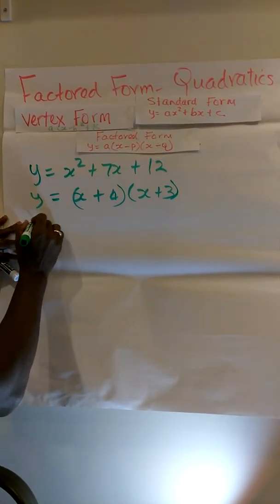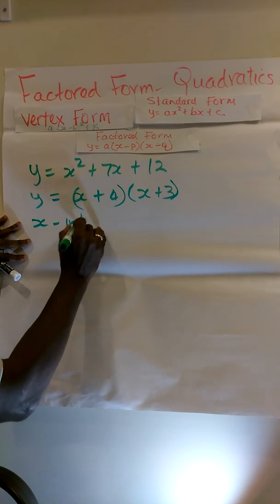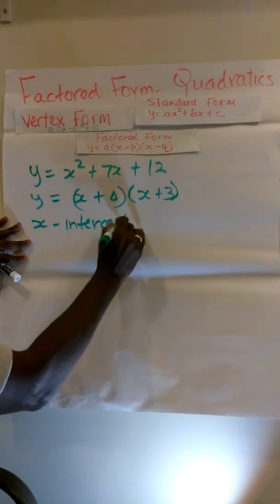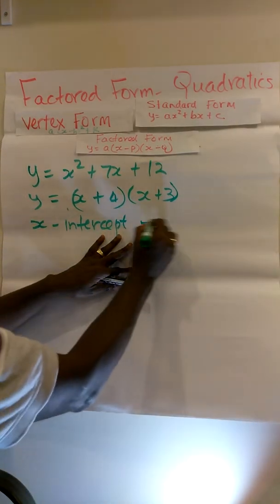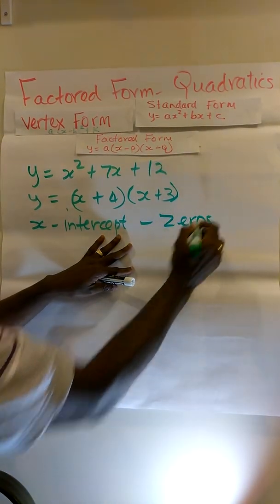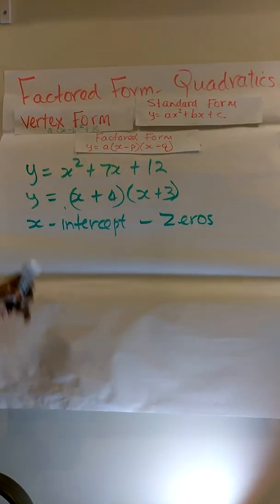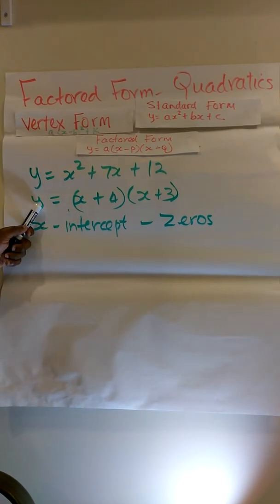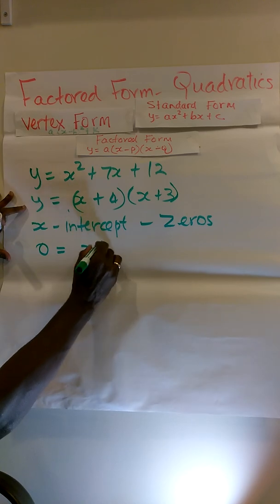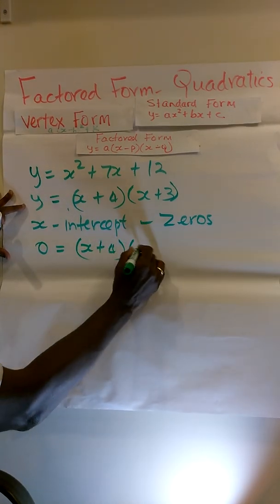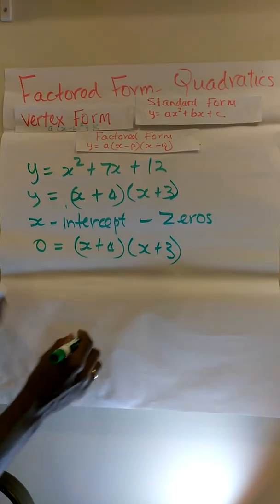If we want to find the x-intercept, because that is one of the key features of factored form, you can easily identify the x-intercept or the zeros of the quadratic. We know at the x-intercept, the y-coordinate value is 0. So when I plug in 0 here, I would get 0 equals x plus 4 times x plus 3.